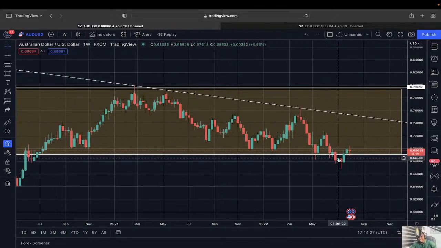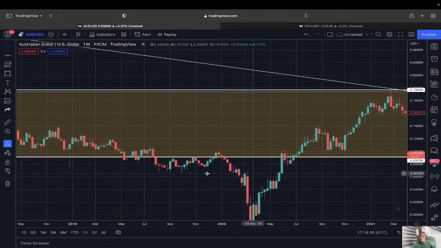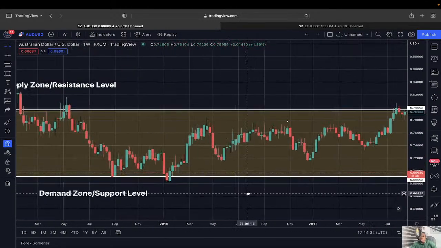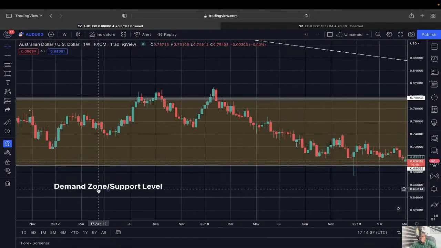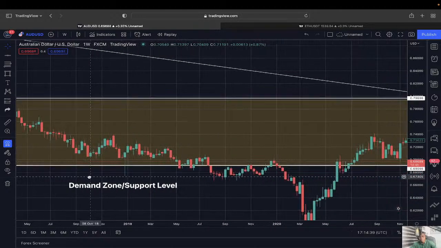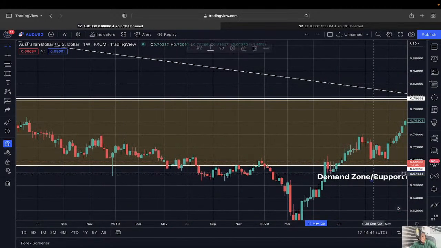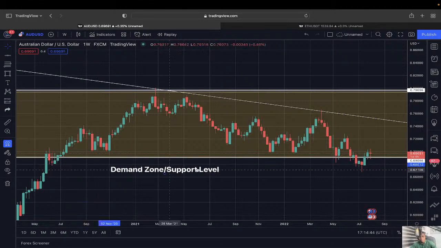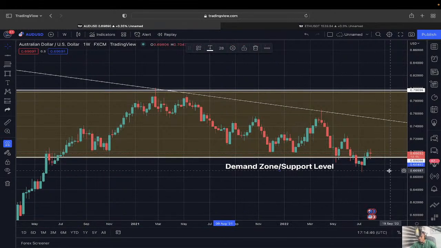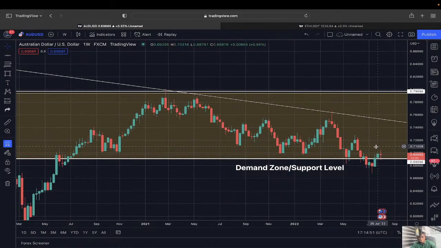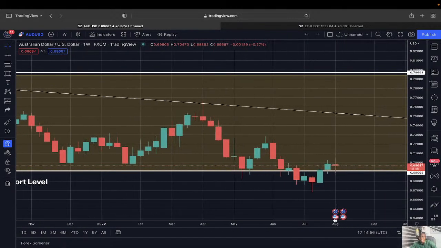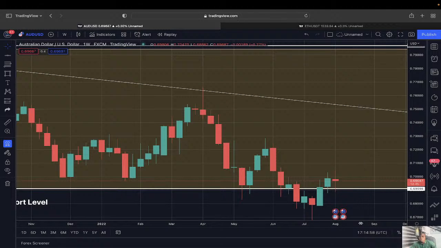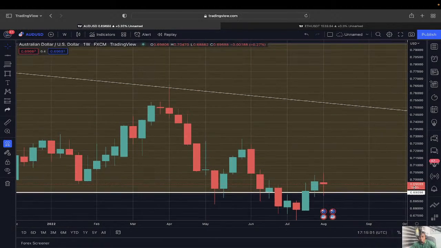But it got to this level. Don't forget, this level was the level we tagged as the demand zone, right? So we have our demand zone here. All right. So this is our demand zone. Now, if you look closely at what happened at this demand zone, it would give you a clearer perspective on what would happen in the long term.